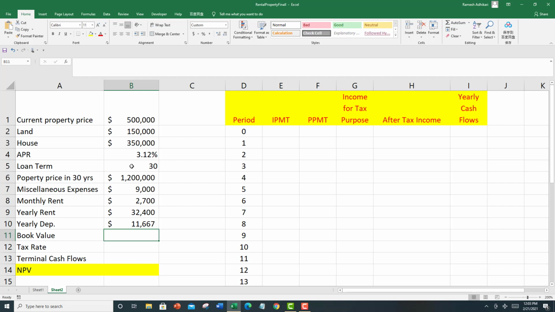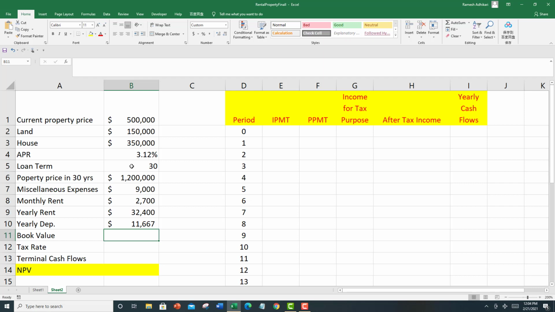Book value of your house is simply whatever the price of your house is minus the depreciated amount. So if you hold this house for 30 years and you depreciate over 30 years, that means you depreciate the whole price of this house. In that case, book value is going to be 0. But if you want to sell this house in 15 years, how are you going to compute the book value? In that case, the book value of that house is going to be the current price of the house minus whatever amount you depreciate in the next 15 years. So that difference is going to be the book value.